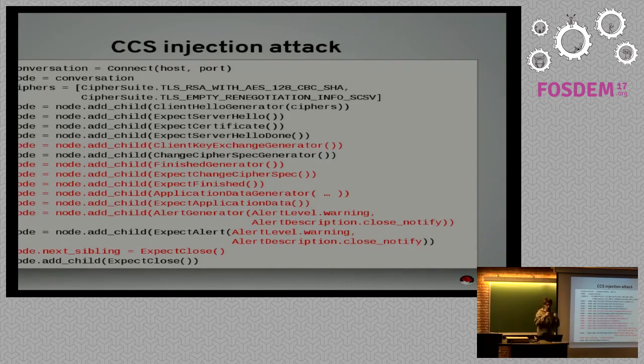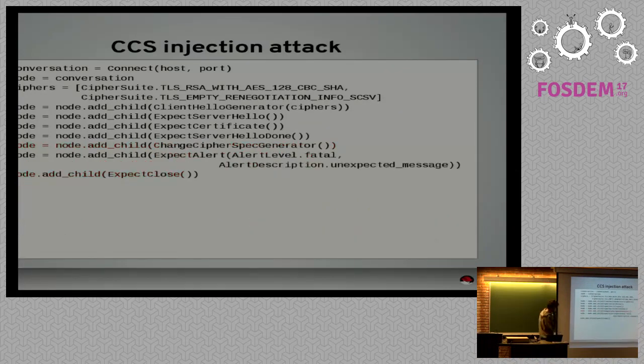Now, we can also test for vulnerabilities. In OpenSSL, we had a problem where the server would accept the change cipher spec message too early in communication. That would cause the connection to establish predictable keys for the encryption and integrity checks.